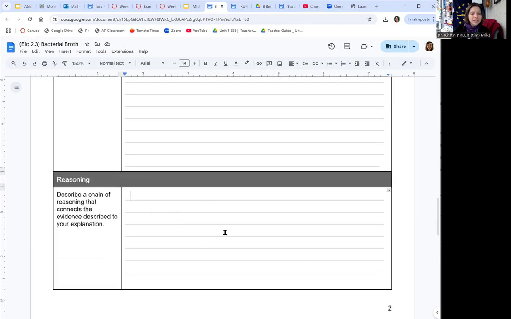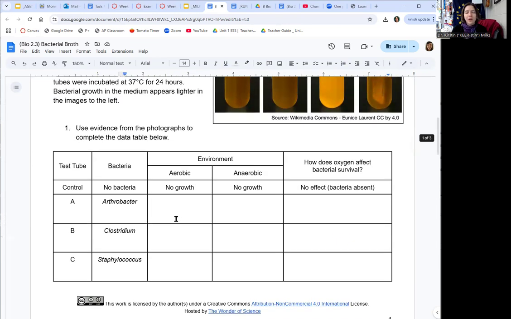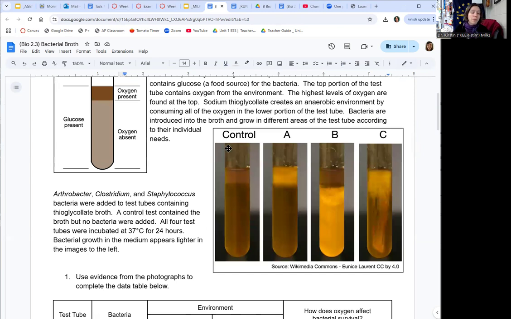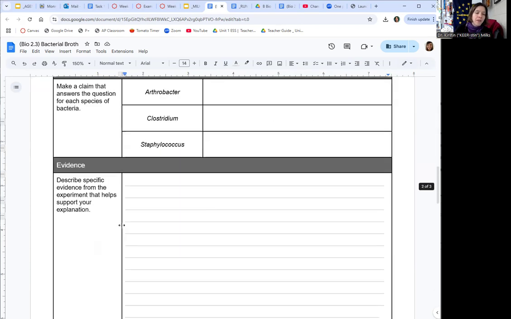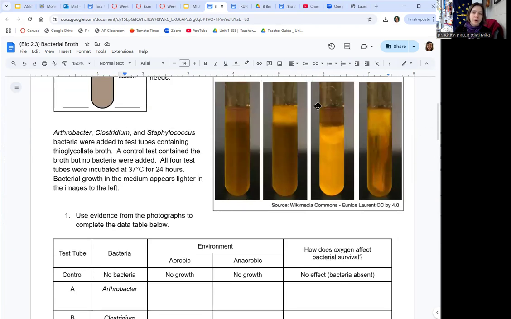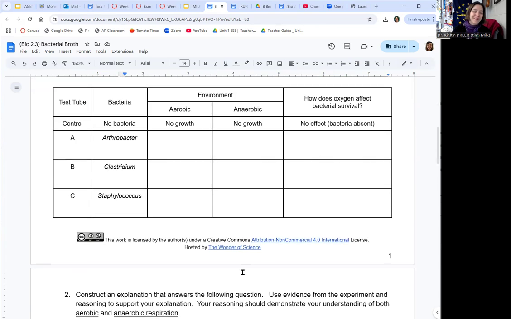And the reasoning part is like the common sense part. Well, if you only see growth, maybe you have a blank tube and you're like, yeah, those bacteria didn't grow at all, right? That's not what happened, by the way. You're not analyzing this control tube. You're only analyzing these. I'm trying not to give you the answers.